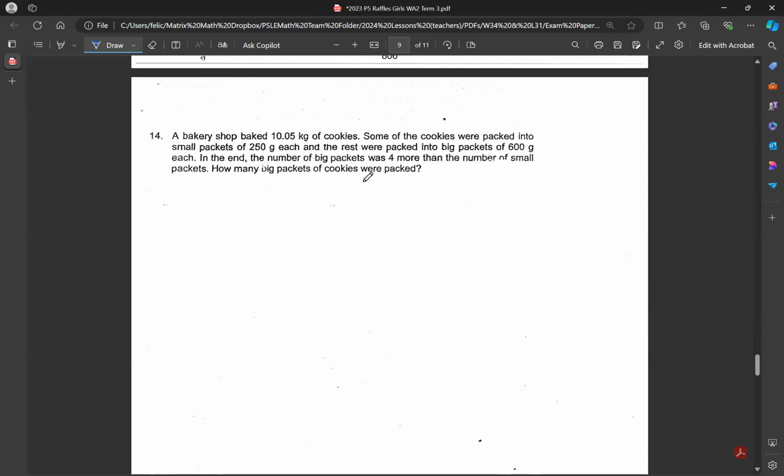Now, this is actually a quantity and value concept if you manage to identify. The quantity here refers to the number of packets. The value refers to the mass. Mass is the value, quantity is the number of packets. So right now, I can draw a simple quantity model first, because they say the number of big packets was 4 more than the number of small packets. What we know is an extra quantity here. I'm just going to sketch a simple quantity model: big packets versus the small ones. I know that there are 4 more big packets.